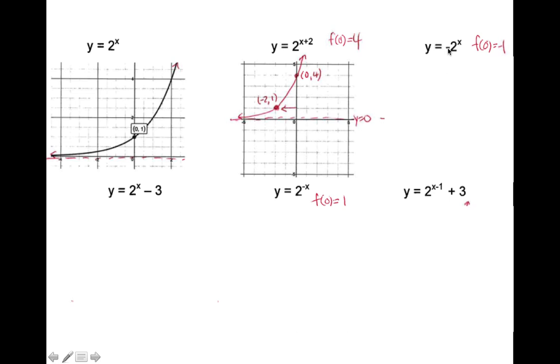Next one, negative 2 to the x power. Again, I'm going to find that key point, the intercept, f of 0. I put 0 in there for x. All right, and that becomes 1, but there's a negative, so negative 1.